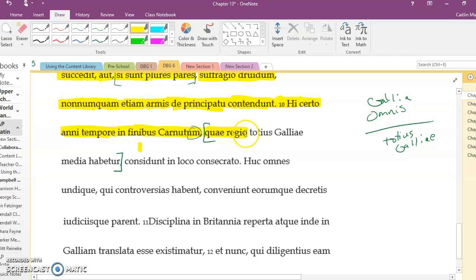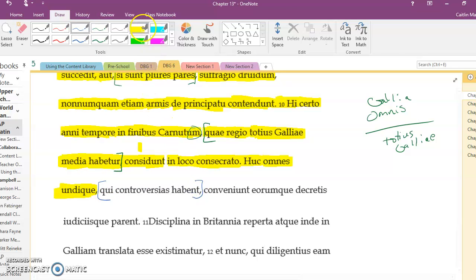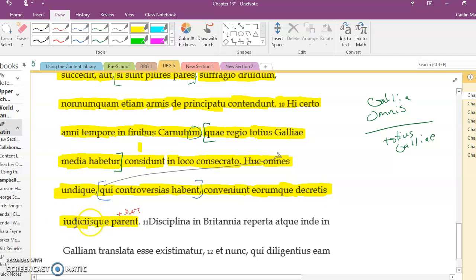Qua regio, which regio is habetur to be the media, is considered the media of totius Galliae, they considunt in loco consecrato. Huc, hither, to this place, omnes undique, everybody who, the qui here must be referring to the omnes, all the people who habent controversias, conveniunt. Eorumque, and what else do they do? And they parent, right? And connects like things, so they conveniunt and they parent, which takes the dative, it means to obey. So they parent their eorum decretis, connecting like things, and their iudiciis.